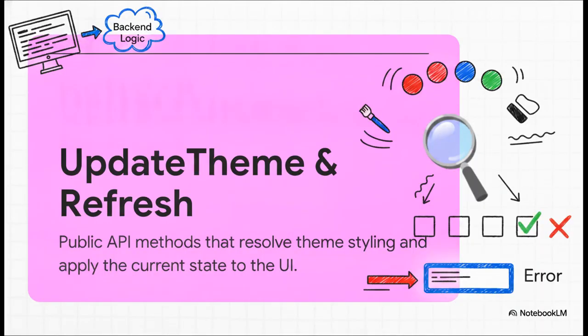So, you might be wondering, how does this actually work in practice? Well, remember, the B4X DaisyCheckbox is a highly functional B4X component driven by some really robust background code. We use two key public API methods to make the magic happen: update theme and refresh. Whenever you change a property in code, say dynamically switching a checkbox over to an error state, calling these methods forces the component to seamlessly re-resolve its theme styling and apply that exact state to the UI. It handles all that complex drawing and color resolution for you, right in the background.